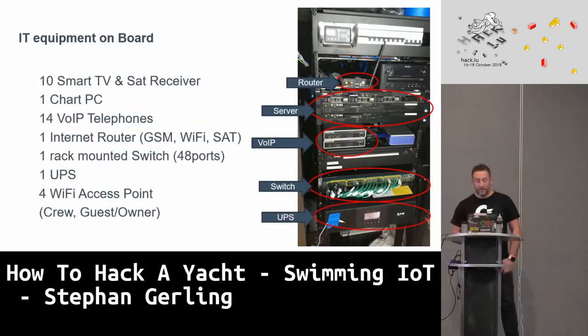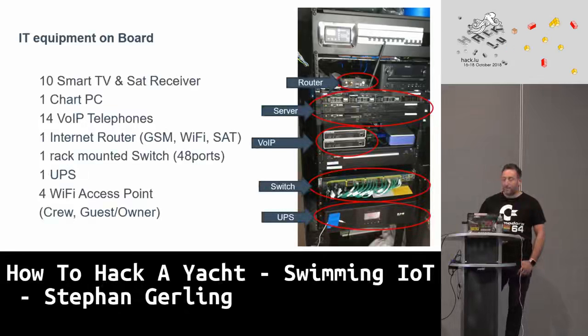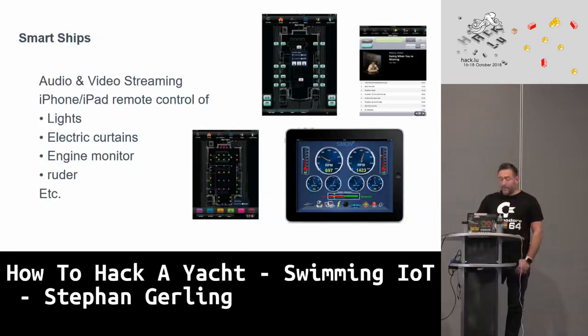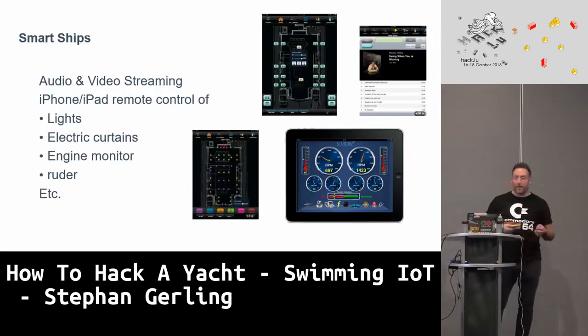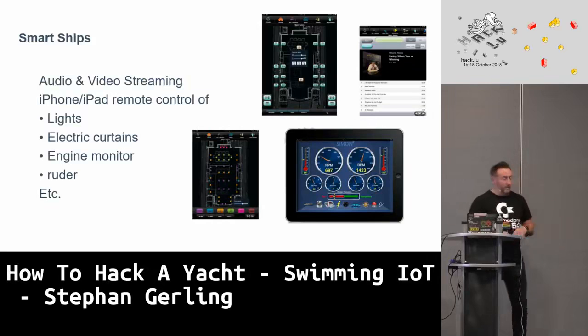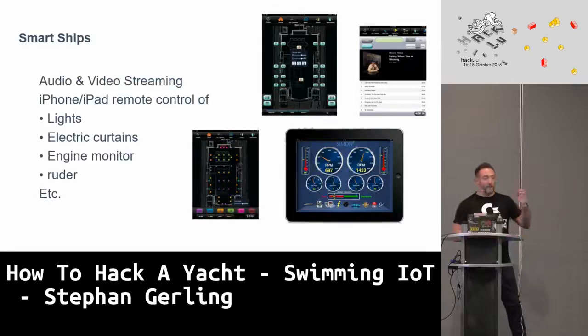So 10 smart TVs, 1 chart PC, 14 voice over IP telephones on that ship, 1 internet router, the rack, UPS, and 4 Wi-Fi access points for Wi-Fi coverage on board. And some other stuff. I mentioned that already at the front. We have smart ships nowadays, just like in a smart home, you can control the lighting. You can control the underwater lighting of the ship when you're laying in the harbor, because it looks nicer. You take a tablet, tap a button, and the underwater lights go on, and it looks really good. You can shut the curtains in the ship.